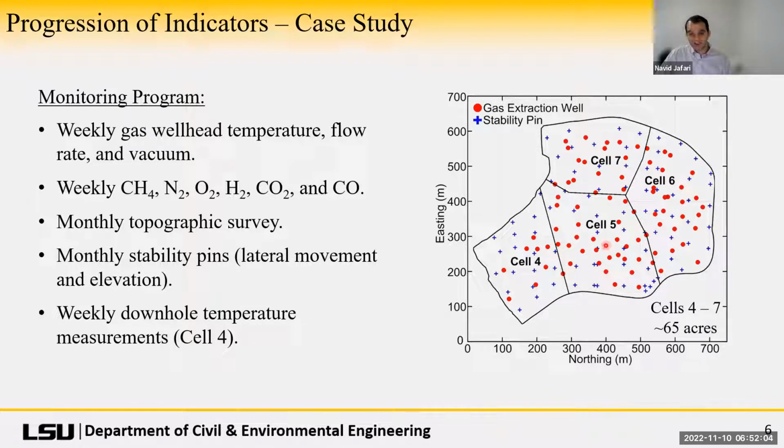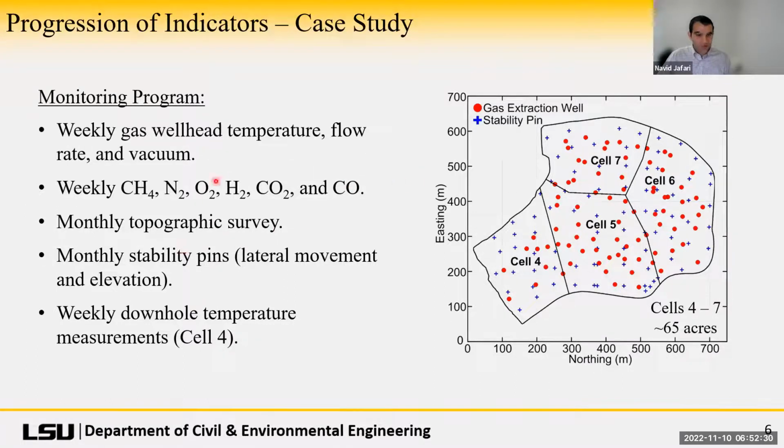So you have the gas extraction wells, which are kind of an instrumentation or a sensor node. They measure the gas wellhead temperatures, flow rates, and vacuums like we typically do. But they also took samples to the lab and measured methane, nitrogen, oxygen, hydrogen, carbon dioxide, and carbon monoxide, which are the 6 key gases that we typically associate with an ETLF.